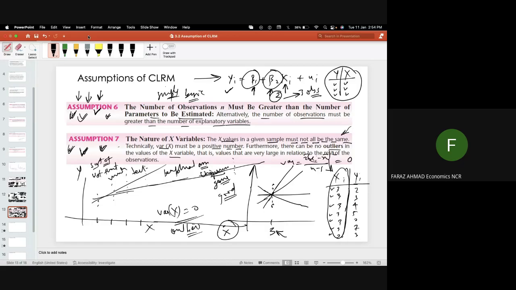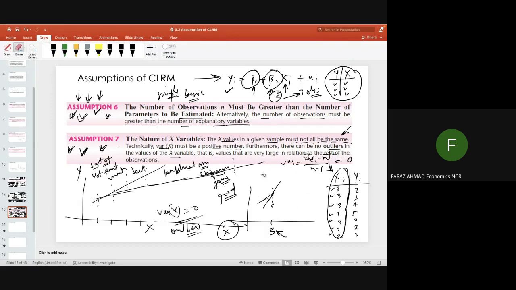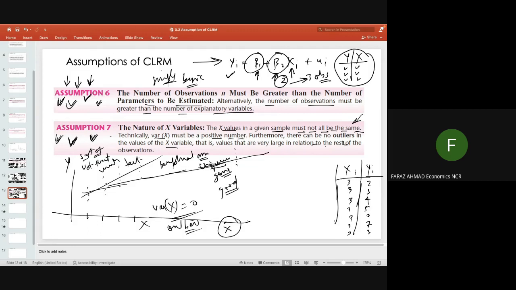Okay, let me show you. So all the values are 3. Tell me what is the mean of these values? Mean x bar is 3. Because all values are the same, the mean will be the same, right? So what is xi minus x bar? 3 minus 3, 0. 3 minus 3, 0. 3 minus 3, 0. Add all the zeros, it will be 0.